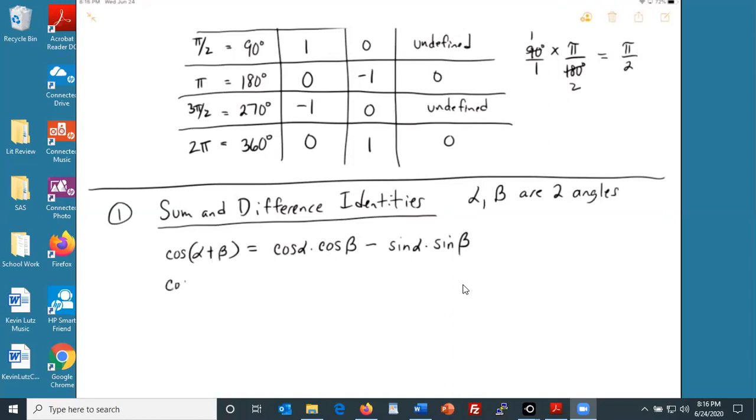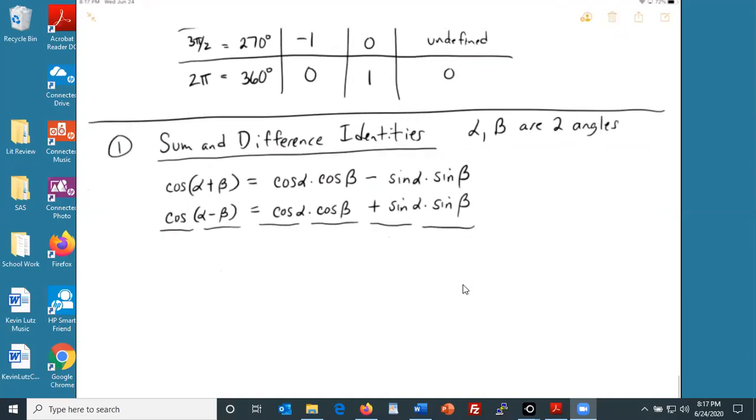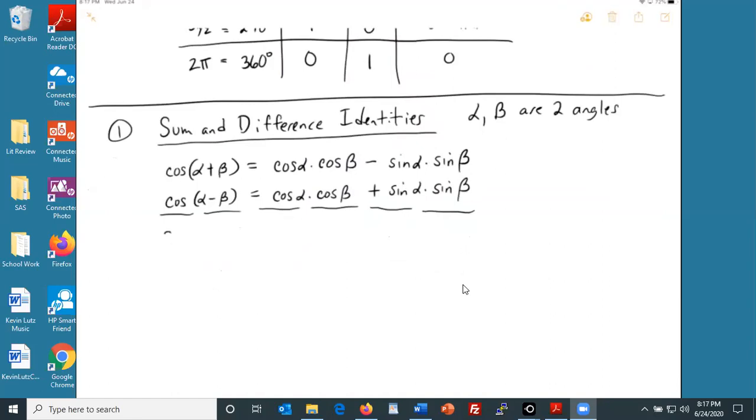All right, the next one. We have the cosine of the difference of alpha and beta. And it literally just becomes the same thing, but we change the sign to a plus. You just bring down all the other terms. I'm going to put a little dashed line, because then we're going to have 2 for sine and then 2 for tangent. So the formula for sine of alpha plus beta and the sine of the difference, alpha minus beta.